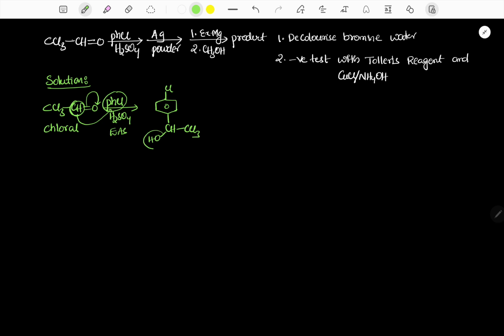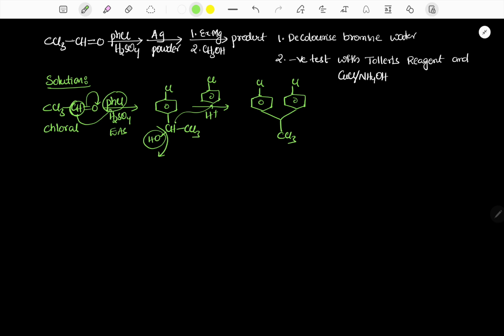But here, because of the alcohol group, it reacts again with another molecule of chlorobenzene. In the presence of H plus, it loses H2O, a C plus forms, and this electrophile again attacks the benzene. So it is the corresponding product.